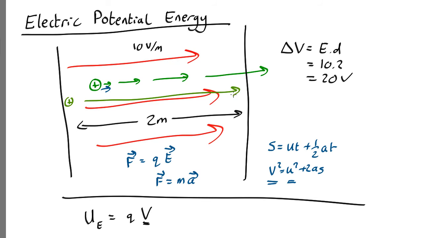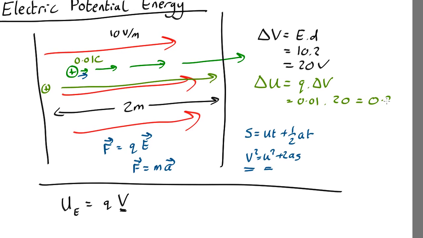And if you release a charged particle over here, what energy will it have over there? The change in energy is just going to be equal to Q times delta V. So let's say there's a charge of 0.01 coulombs. That will be 0.01 times 20, which is 0.2 joules.